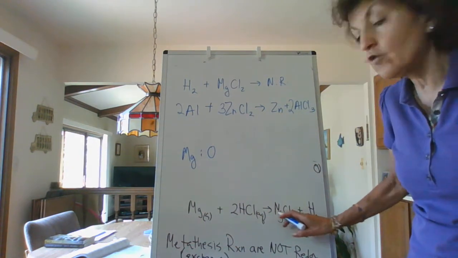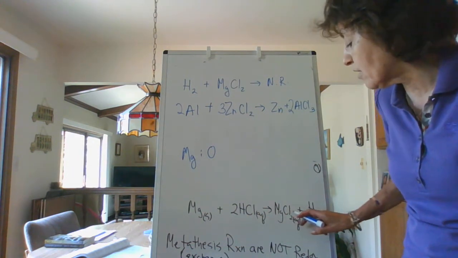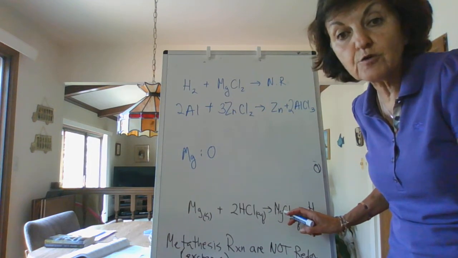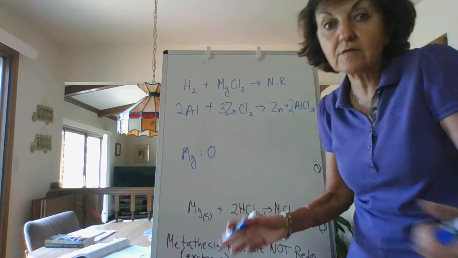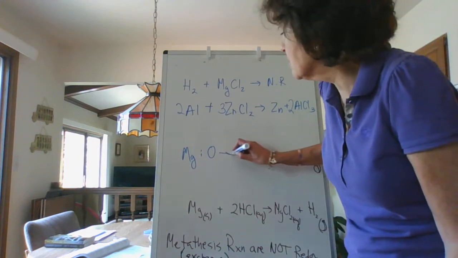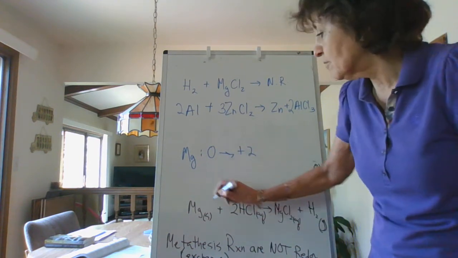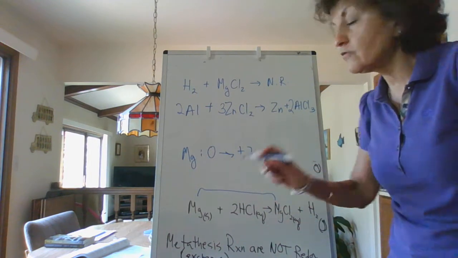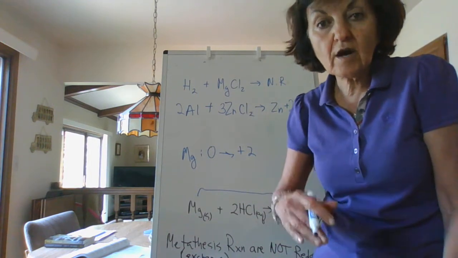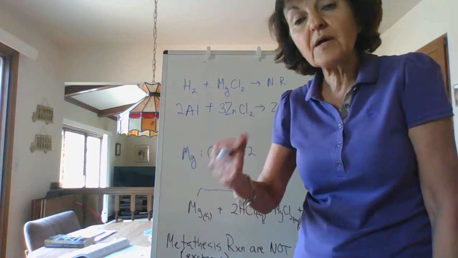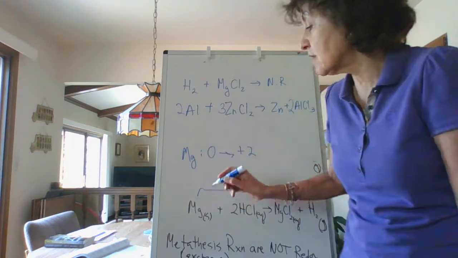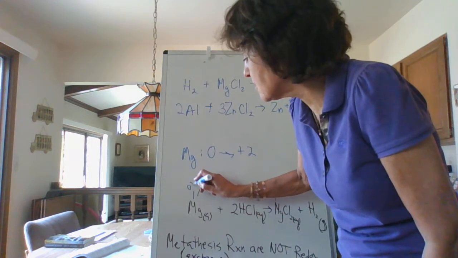Now here it's hooked up to the chloride. It's an ionic compound. It's a group 2A metal. So that's not going to change. Group 2A metals are fixed charge. So 0 is going to become a plus 2. So magnesium goes from 0 to plus 2. Its oxidation number went up. If its oxidation number went up, that means it got oxidized. So the magnesium got oxidized.